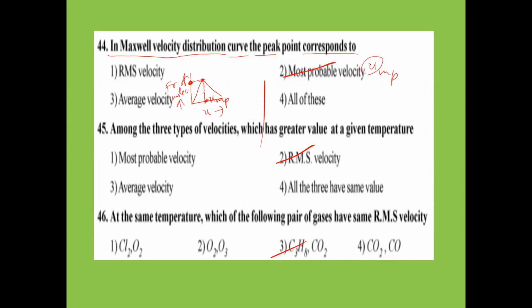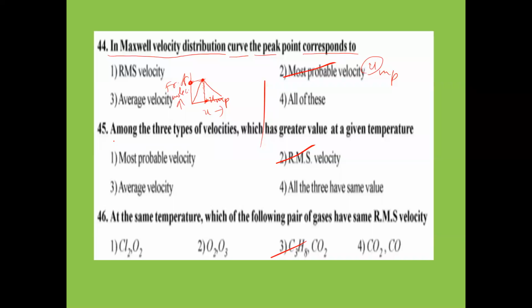So what is the definition of most probable velocity? The velocity possessed by the maximum number of gas molecules. The maximum number of gas molecules will possess the most probable velocity, remember.